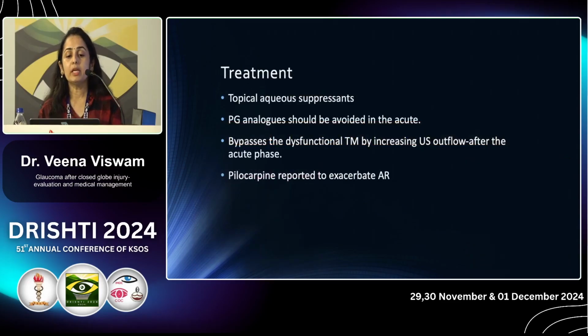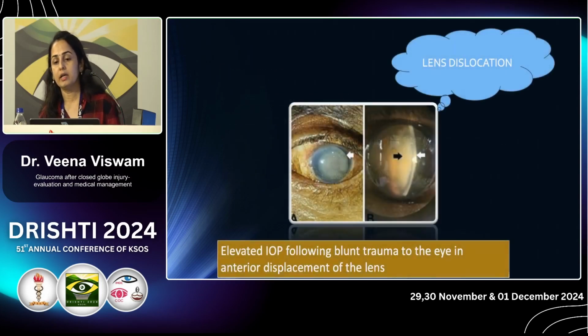Treatment is topical aqueous suppressants. Prostaglandin analogs are usually avoided in the acute phase, and later, as it bypasses the dysfunctional trabecular meshwork and increases the uveoscleral outflow, it can be used in the later phases. And pilocarpine is reported to exacerbate angle recession.